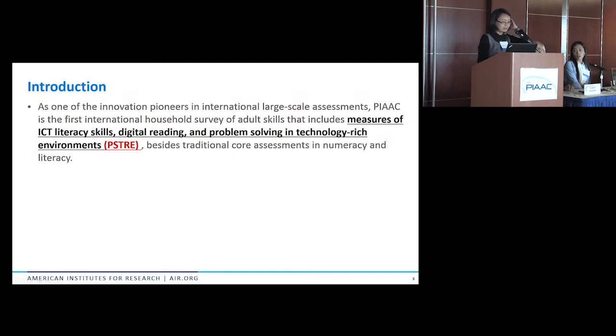So, some introduction. As one of the innovation pioneers in international large-scale assessments, PIAAC is the first international household survey of adult skills that includes measurements of ICT literacy skills, digital reading, and PS-TRE. We'll call it problem solving in technology-rich environments, besides our traditional core assessment in numeracy and literacy.